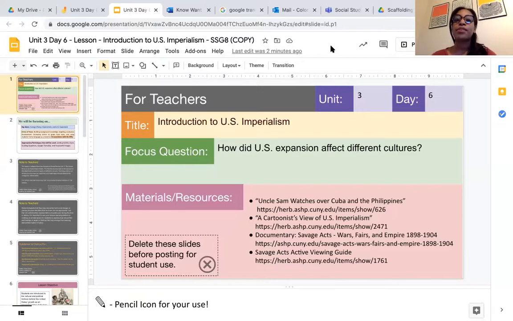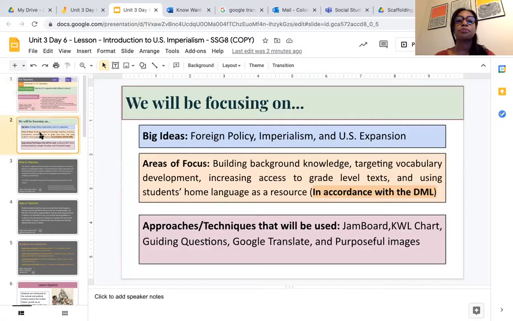Today, we're going to be focusing on Unit 3, Day 6. The title of this lesson is Introduction to U.S. Imperialism. So, right off the bat, you know that imperialism is going to be one of the words of focus for this lesson. The focus question is, how did U.S. expansion affect different cultures? So, again, expansion is definitely going to be something that we also unpack with the students.